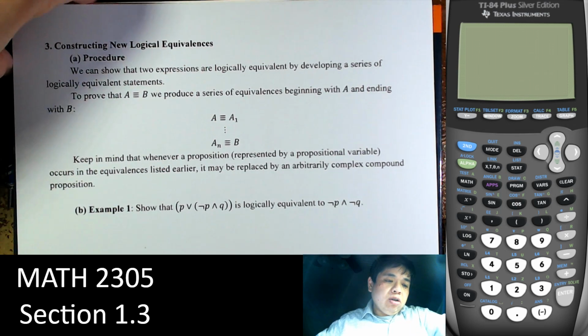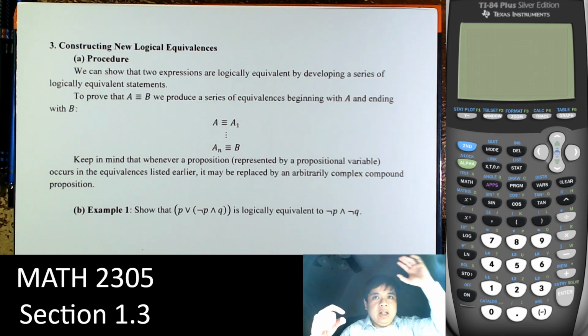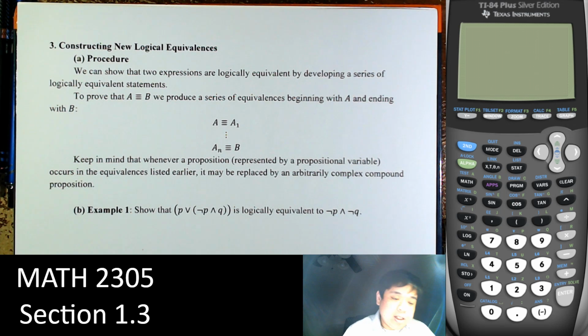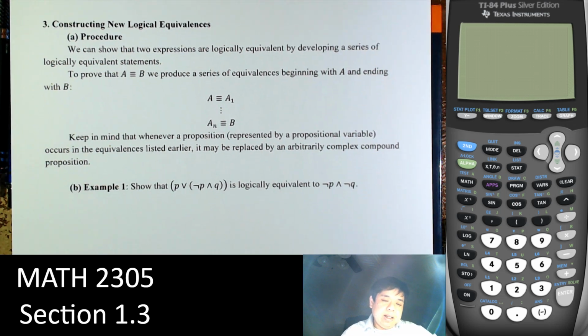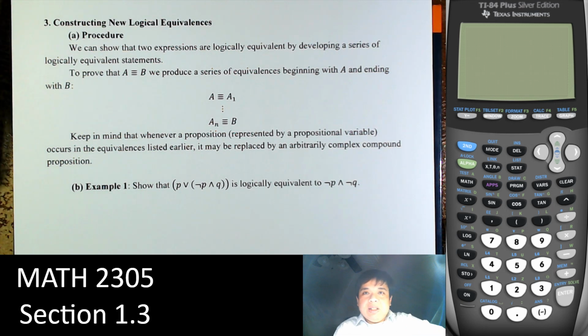Now, constructing new logical equivalents. So we say that if we can go with the sequence of equivalents, and we can trace back from the first to the bottom, if all of them are equivalent, then the first and the last are equivalent. Right. Now, I'll show that this is equivalent to that. Of course, if we have a truth table, that's easy, right? But we're not going to use the truth table here. I just use some intermediate steps.